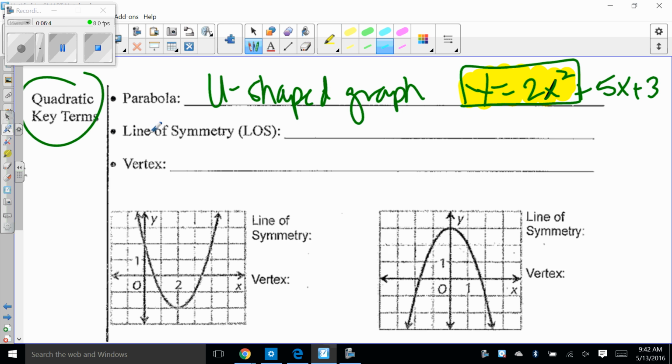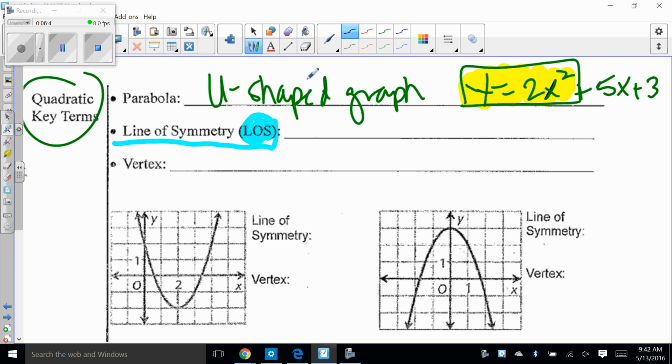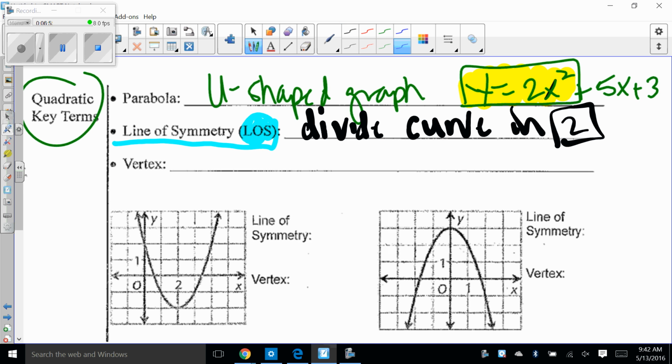The next term here is called the line of symmetry. We call it the LOS just to abbreviate it, make our life a little bit simpler. It's the place where you divide the curve into 2. It's very similar to symmetry that you did in elementary school where you would fold a piece of construction paper and cut out a heart. And when you unfold that, you end up with 2 equal parts of the heart.